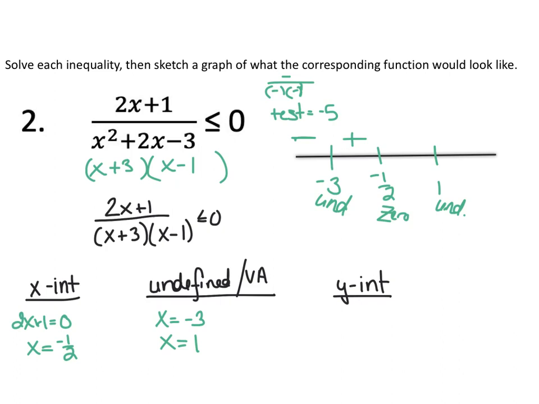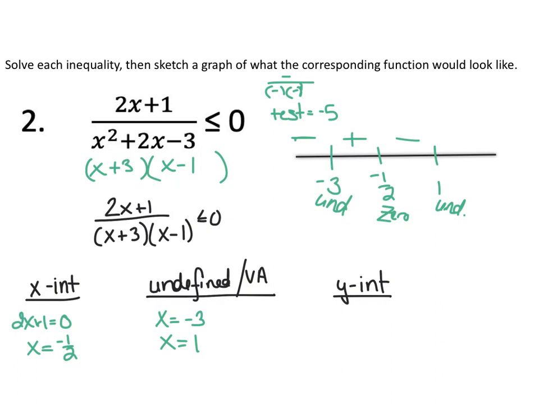I'm going to select 0 now for a value in between -1/2 and 1. If I plug in 0, 2 times 0 is 0, plus 1 would be a positive. In the bottom I have a positive, and here I have a negative. So positive over a positive and a negative, that's 1 negative, and an odd amount will create a negative value here.